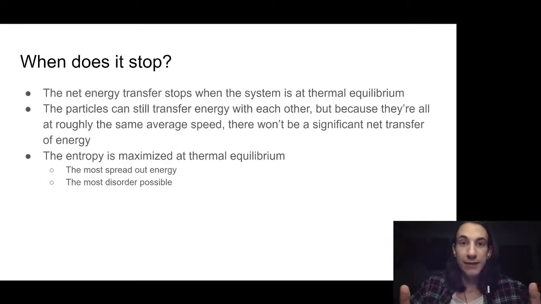So as this happens, we'll have more of these collisions. When everything's moving the same speed, we'll run out of this net transfer of energy, and everything will kind of level off at this same speed. So when this happens, our processes stop. We stop transferring energy. So what we're going to say is that the entropy is maximized at thermal equilibrium. This is where we have the most disorder, where we have the most particles moving, and our energy is most spread out. So entropy is going to be maximized when we're at thermal equilibrium, and that's what's going to dictate this end to transferring thermal energy.